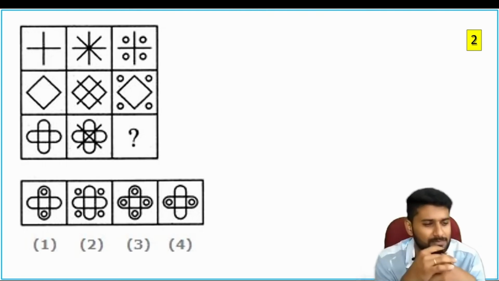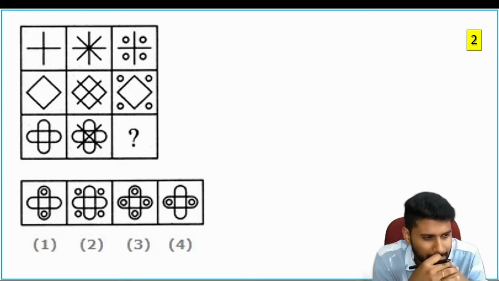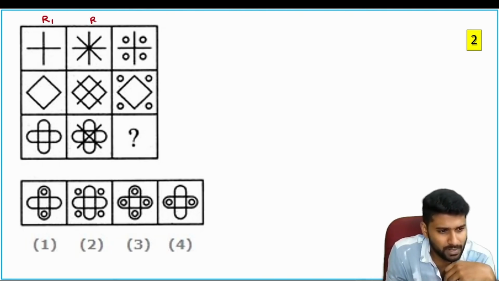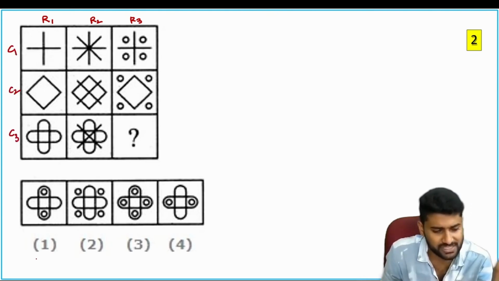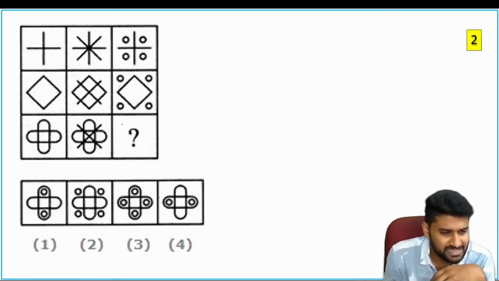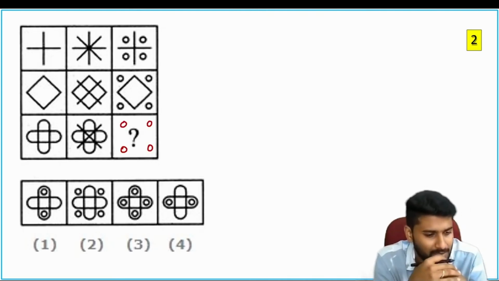What about question number 2? Again, consider row 1, row 2 and row 3. If you are not getting any logic, then consider the logic in terms of columns C1, C2, C3. Observe this picture carefully and tell me what the answer can be. Now we can say that 4 circles are common in the entire column 1, column 2 and column 3. But what is the exact picture?